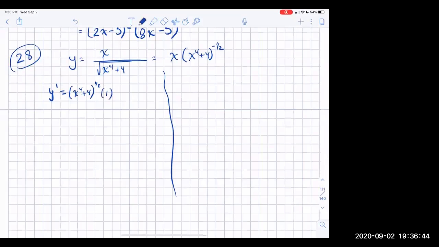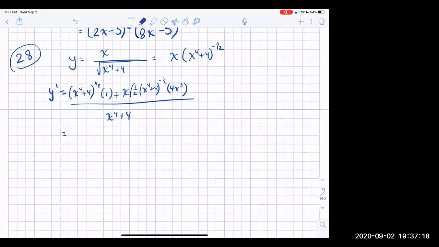Times the derivative of the higher function plus the higher function times the derivative of the lower function, which is 1/2 x to the 4th plus 4. Oops, I need some more room here. To the negative 1/2 times 4x cubed, all over the lower function squared, which becomes x to the 4th plus 4. So now you see why that's a whole lot nicer. Okay?